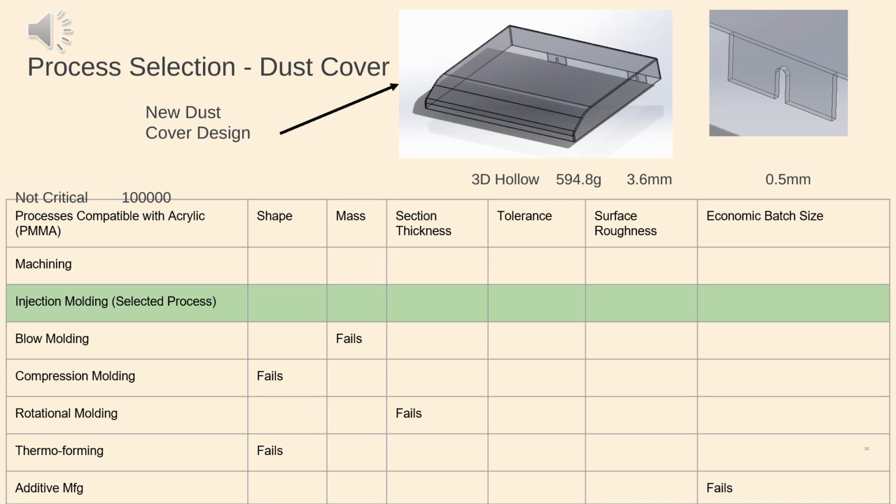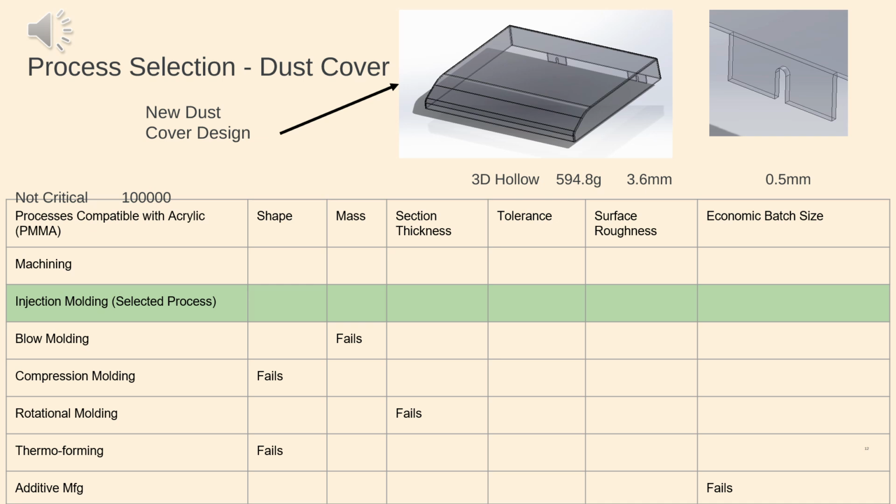For the dust cover, we chose to make it out of acrylic PMMA. We chose this as it should be light and scratch resistant. The shape of the dust cover should be 3D hollow with a mass of about 600 grams, a section thickness of about 3.6 millimeters, a standard tolerance of 0.5 millimeters, a surface roughness that is not critical as it doesn't need to house anything specific, and an economic batch size of 100,000.